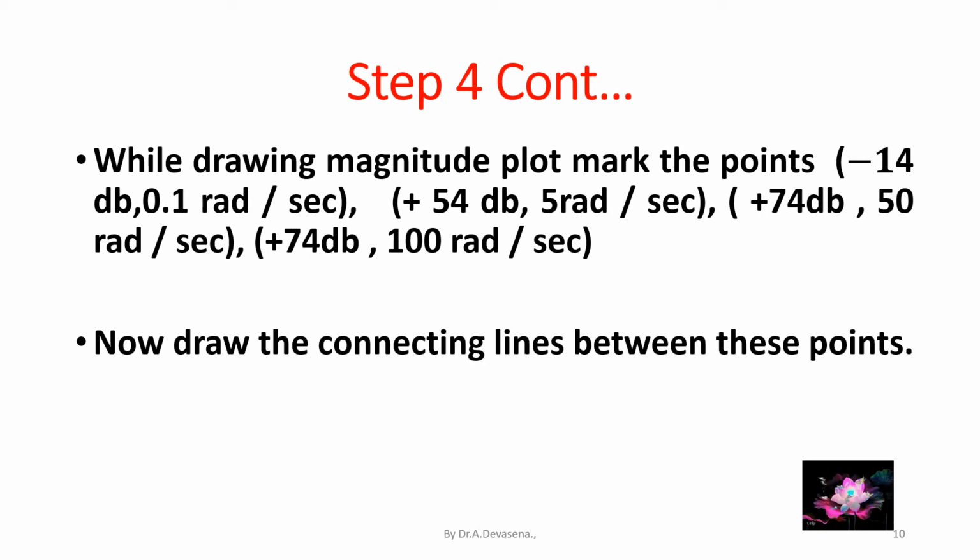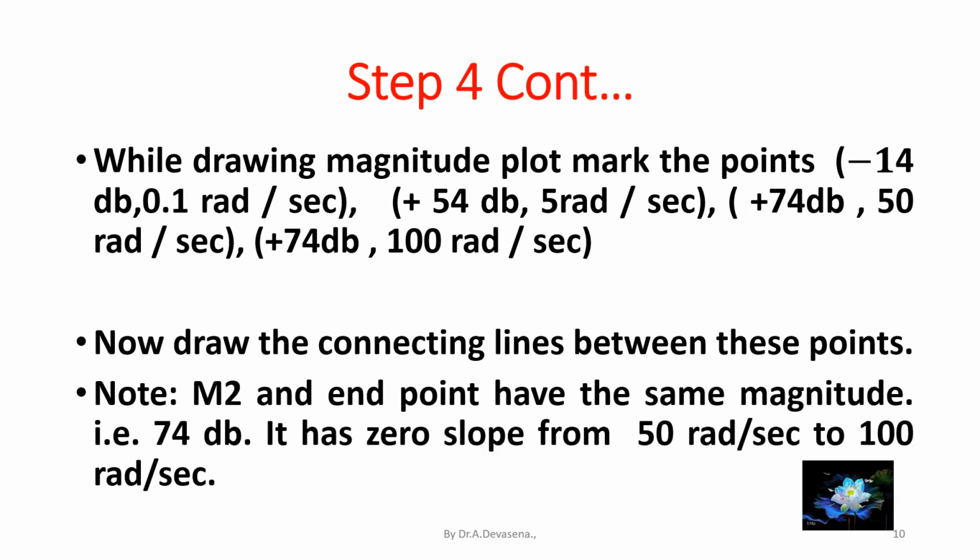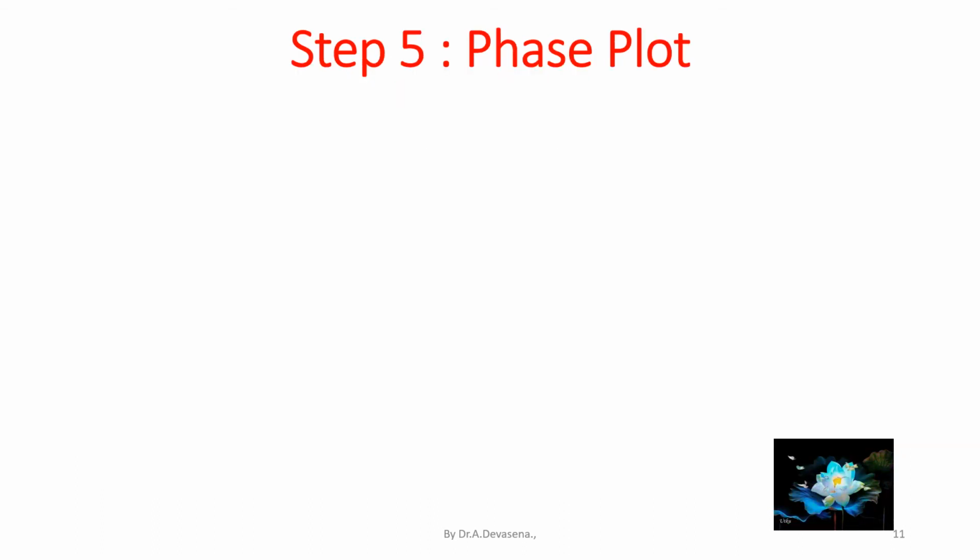Now draw the connecting lines between these points. Note, m2 and end point have the same magnitude, that is plus 74 dB. It has zero slope from 50 radians per second to 100 radians per second. Step 5, phase plot.